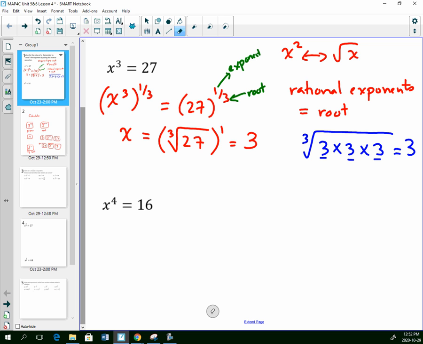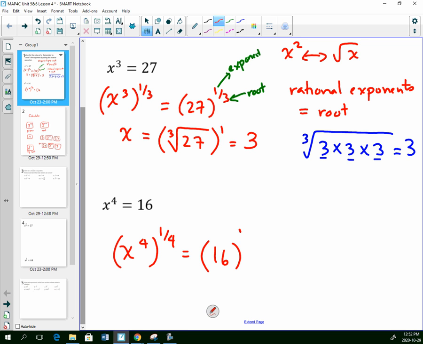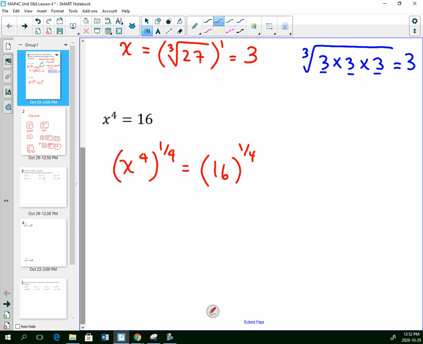Okay, so if I want the fourth root, x to the 4 is 16, and I want to figure out what x is, I can multiply by the reciprocal of 4, so 1/4. I'm going to do the same to the other side. 4 times 1/4 is 1, so that leaves me with x. And then 1/4: the number on the bottom is the kind of root, so 4, and the top number is the exponent. So I want the fourth root of 16, and that will be a value of 2.